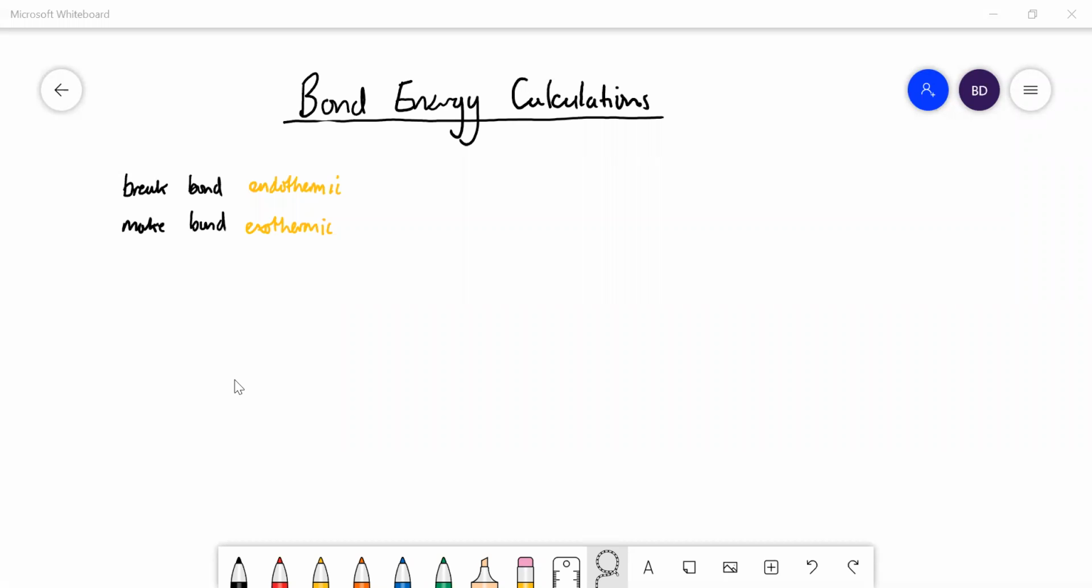We're going to look at bond energies, and how we can use them to work out the energy change for a chemical reaction. If you break a bond, you need to put energy in. It's endothermic. Breaking is endothermic. Whereas if you make a covalent bond, if you join two atoms together in the bond, you get energy released, you get energy out.